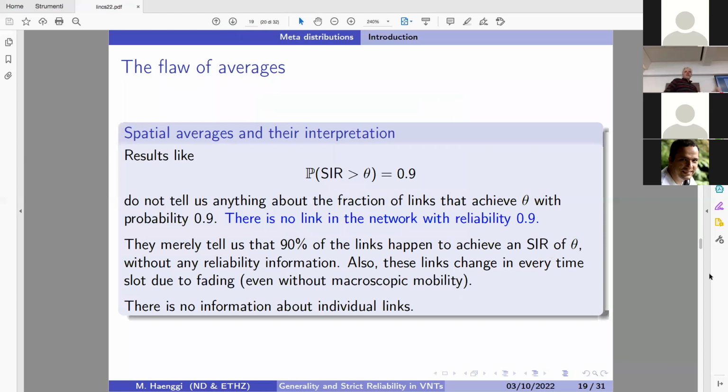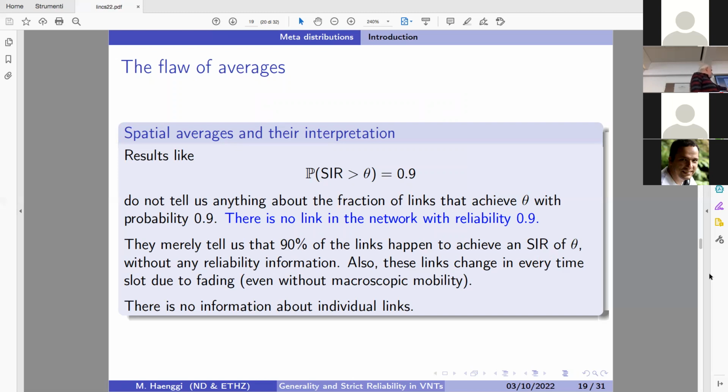Okay, now let's have a close look at what we have actually analyzed so far. Say we have a probability of SIR exceeding theta equal to 0.9. What does that mean exactly? Now we have averaged over all the fading, over the vehicles, the street system, and so on. But a statement like that doesn't really tell us anything about the reliability of any link in the network.